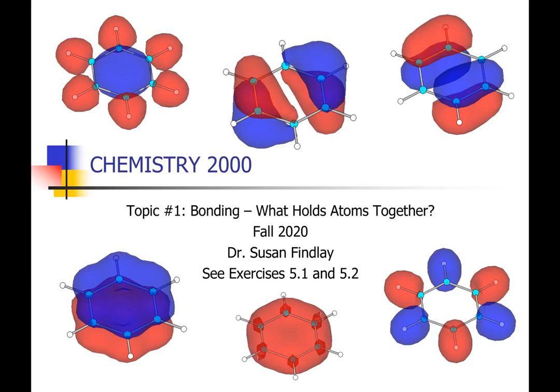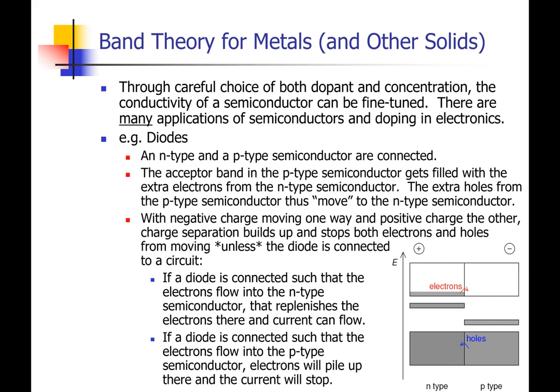In the last video, we talked about different types of semiconductors. In this video, we're going to look at an application to electronics, a field in which band theory is of considerable importance. So the first thing that we're going to look at is something called a diode.